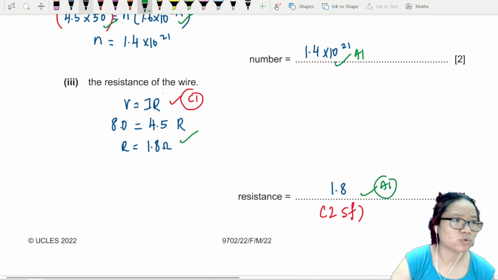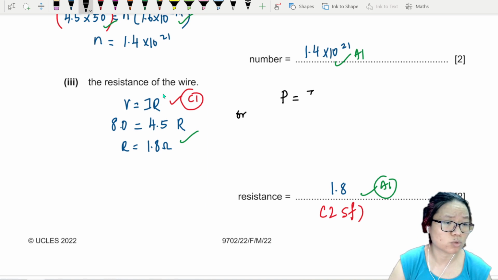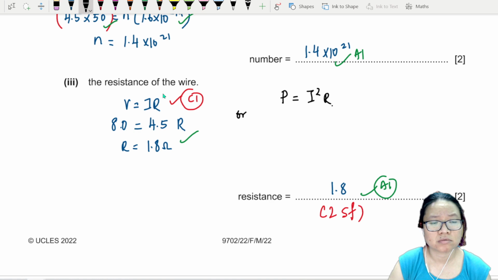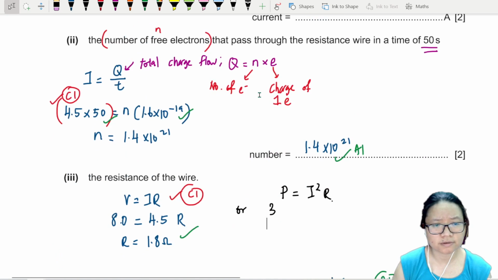There are many ways to do this. Maybe certain people want to use power. Let's say you use power is equal to I square R. So the power was 36, right? There, 36 watt. So I'm going to put 36 here.